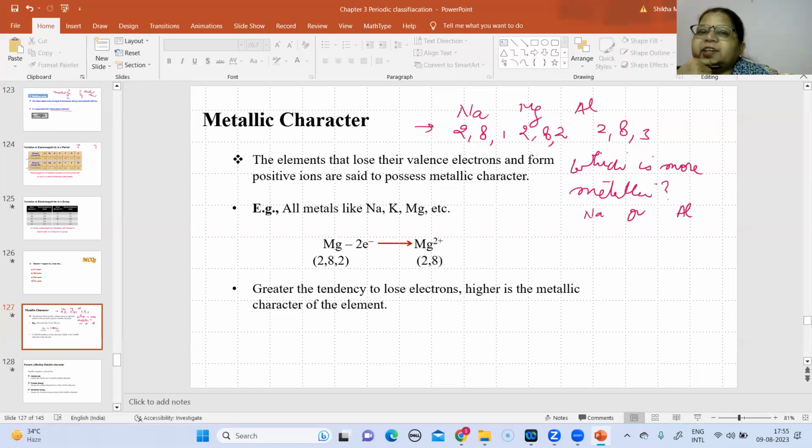Okay. Ritika, your answer? Ma'am, it's atomic radii. No, I'm not talking about atomic radii, Ritika. I'm asking between sodium and aluminum. Which will be more metallic? Sodium. Okay.